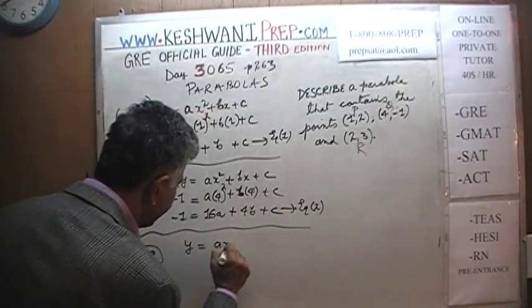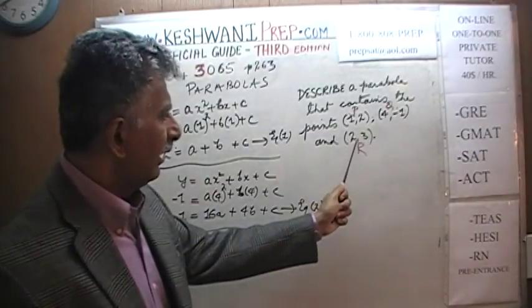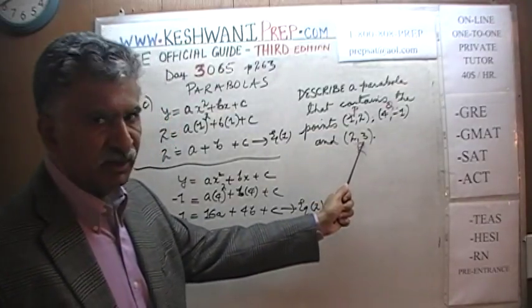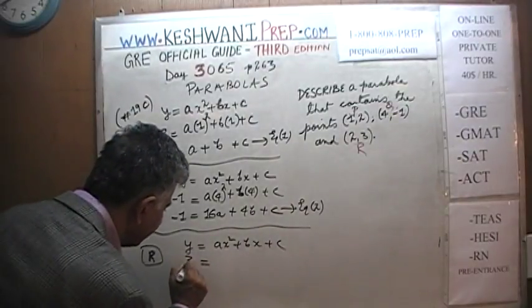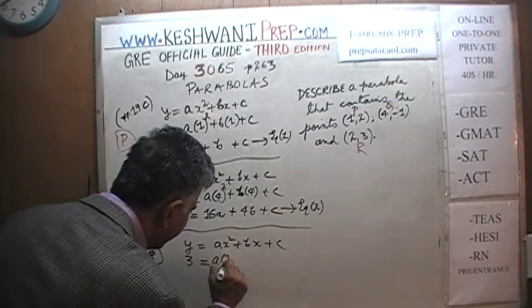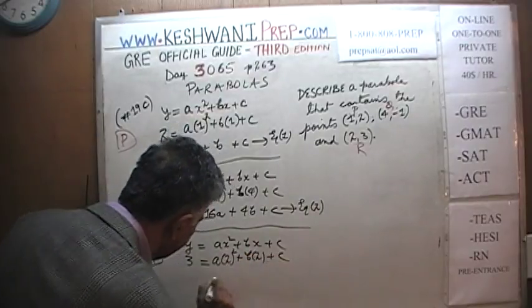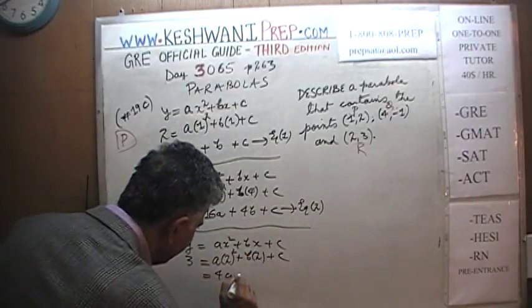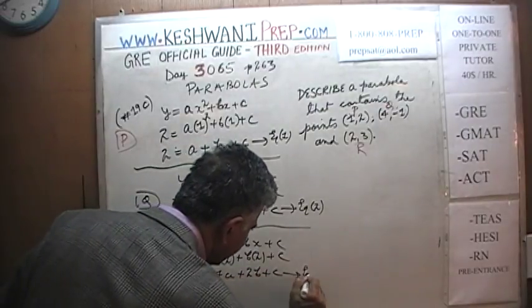Y is equal to ax squared plus bx plus c. Let's keep on going. When x is equal to 2, y has to be 3. So wherever you see x, we replace with 2, and y has to be 3 at that point. So a times 2 squared plus b times 2 plus c gives us 4a plus 2b plus c. This is our equation number 3.